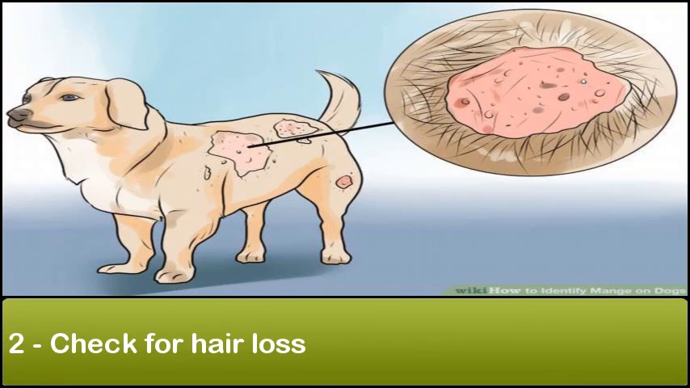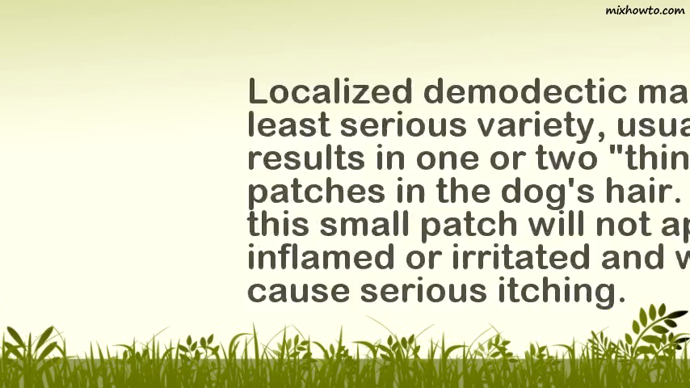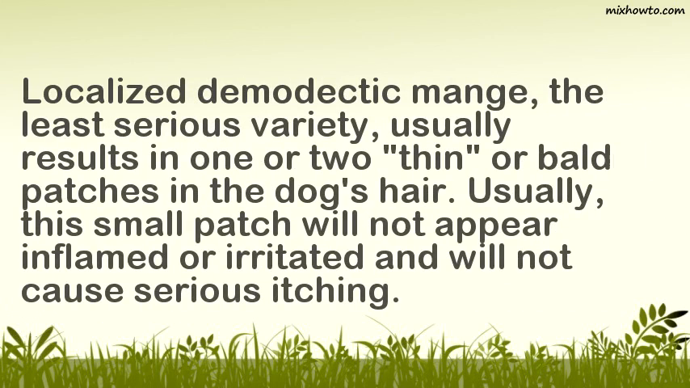2. Check for hair loss. Localized demodectic mange, the least serious variety, usually results in one or two thin or bald patches in the dog's hair. Usually, this small patch will not appear inflamed or irritated and will not cause serious itching.